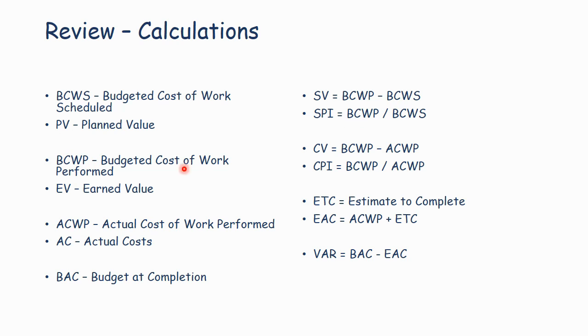Schedule performance index is the budget cost of work performed divided by the budget cost of work scheduled. If I performed more work than was scheduled, this will be greater than 1. If I performed less work than was scheduled, this will be less than 1.